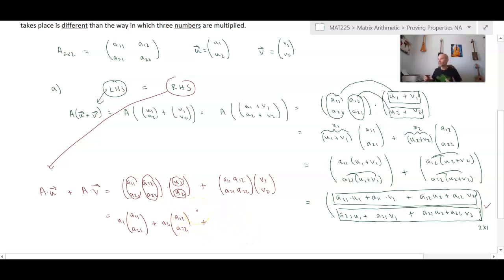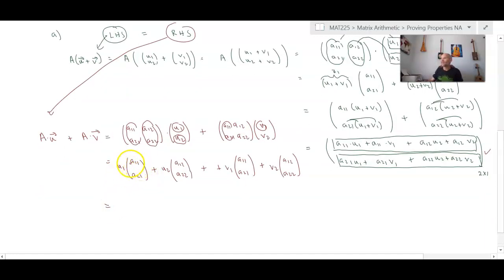And again, the key here is that we're working with scalars now. So any scalar properties that we know of, and maybe you're not familiar with the word scalar, real number properties like the distributive property we know are true, and so we can use anything that we already have coming into this class knowing. Here I'll do the same thing, v1 times A11, A21 plus v2 times A12, A22.